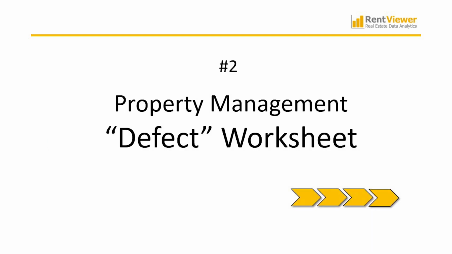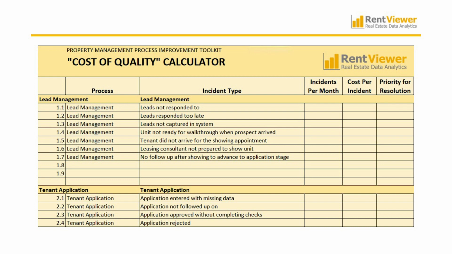The second module is the Defect Worksheet. We also call it the Cost of Quality Calculator. Here you'll recognize the same processes that are in the diagram, but for each process we've identified different types of incidents. Typically, these are things that can go wrong. For example, during the application process, applications could have been entered with missing data. Applications might not have been followed up on, or the lease signing got delayed due to incomplete documentation. These are examples of things that can go wrong.